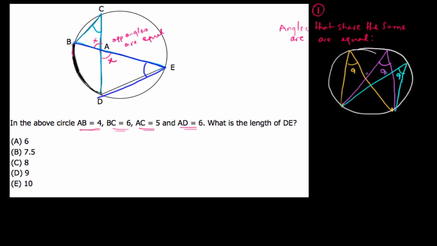is this. So according to what we have here, since angle BCD shares the arc BD with angle BED, then this angle and this angle, they have to be equal. So if we're going to call this angle Y, then definitely this angle too must be Y.